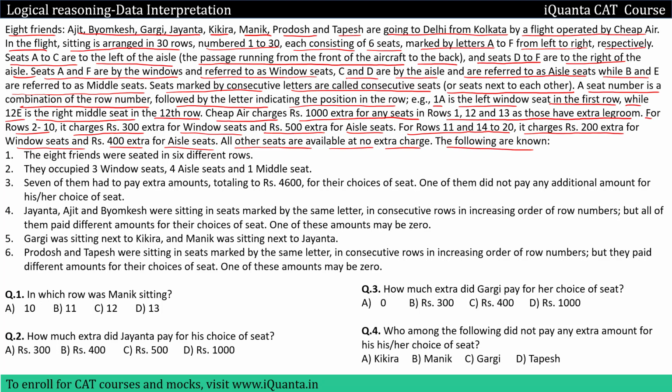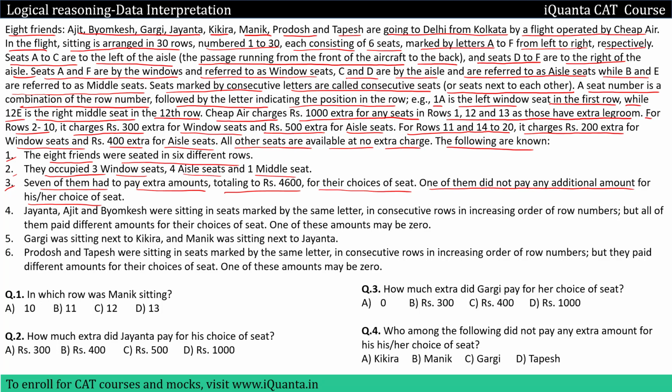The following are known. So we have been given some conditions as well. First one is, there are 8 friends. They were seated in 6 different rows. Second one is, they occupied 3 window seats, 4 aisle seats, 1 middle seat. Third one is, 7 of them had to pay extra amounts totaling 4600 for their choices of seat. One of them did not pay any additional amount for his or her choice of seat.